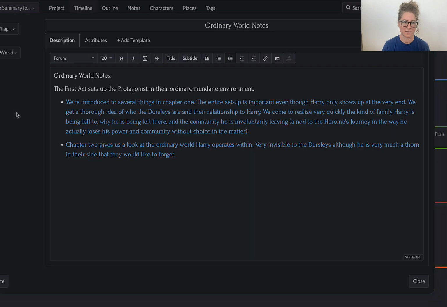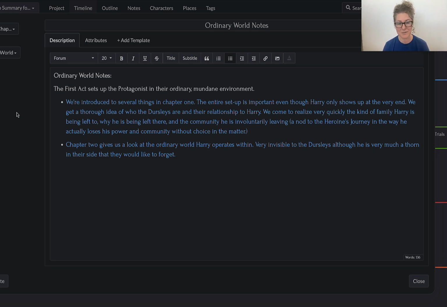Ordinary world notes. So the first act sets up the protagonist in their ordinary, mundane environment. So we're introduced to several things in chapter 1. The entire setup is important, even though Harry only shows up at the very end. We get a thorough idea of who the Dursleys are and their relationship to Harry by the end of chapter 1.